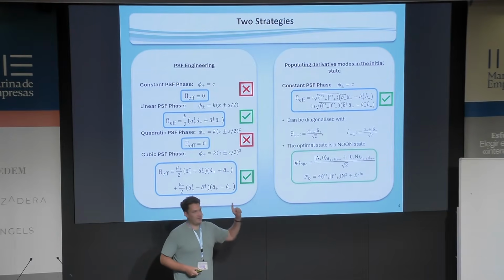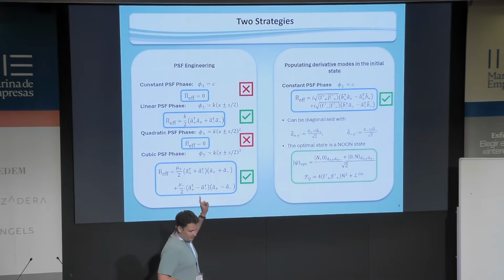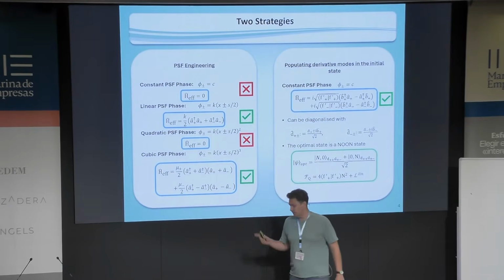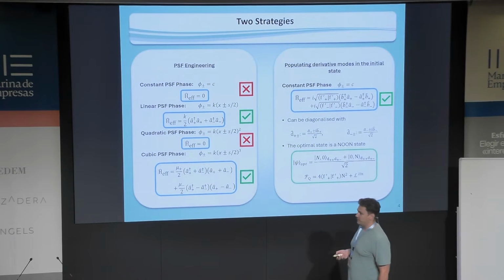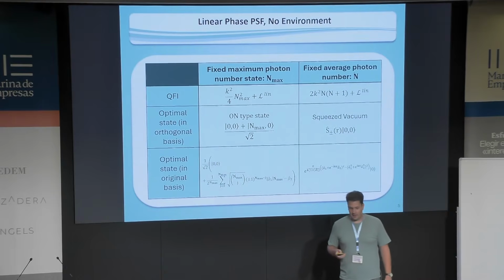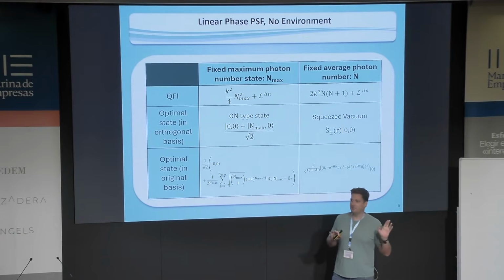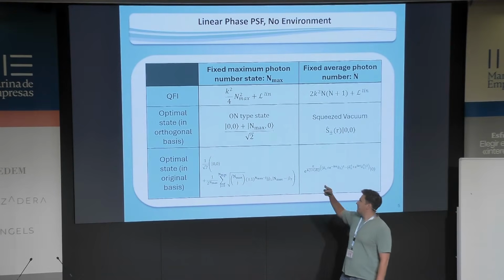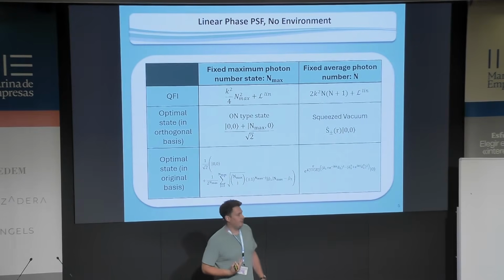And I will talk about the environment in a second, how it affects the whole story. But first, I want to talk about the linear phase point-spread function and that strategy. Because with that effective Hamiltonian, we also get some nice quantum Fisher informations. For now, we're ignoring the environment. So we're starting very simple. Ignoring the environment, everything is quantum mechanical. You get very nicely this quantum Fisher information that quantifies the sensitivity of your measurements.